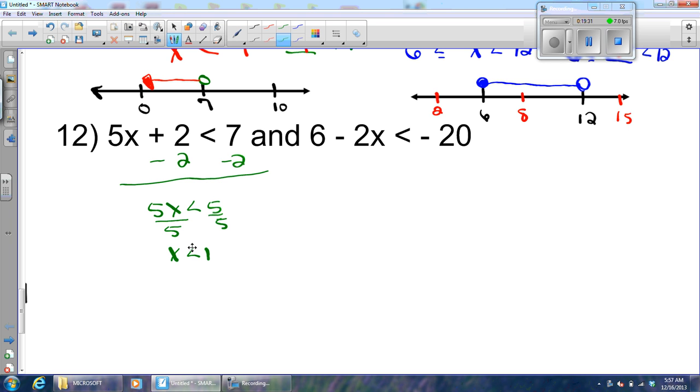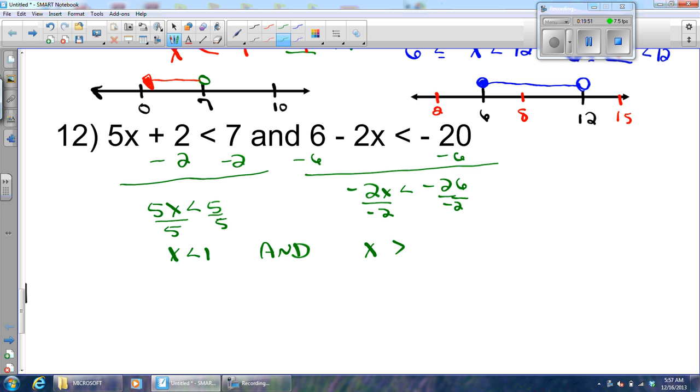And subtract 6. I'll get negative 2x is less than negative 26. Divide by negative 2, divide by negative 2. I'm going to get x is greater than 13. Why greater than? Well, dividing by a negative caused my inequality to flip. So let's see here. Let me clone him.